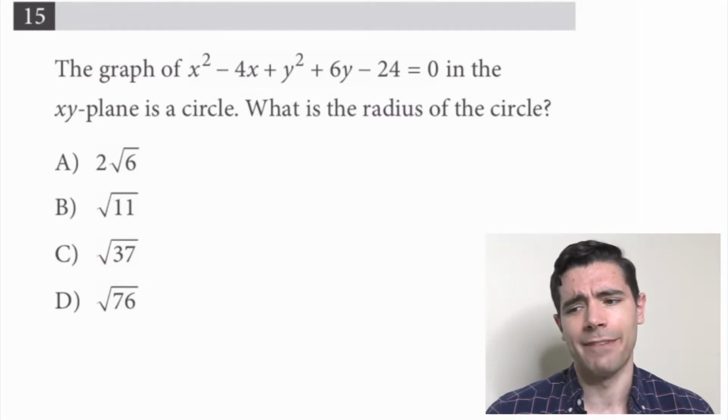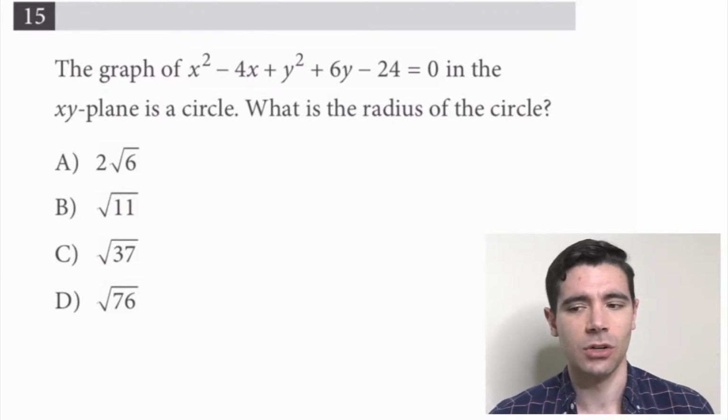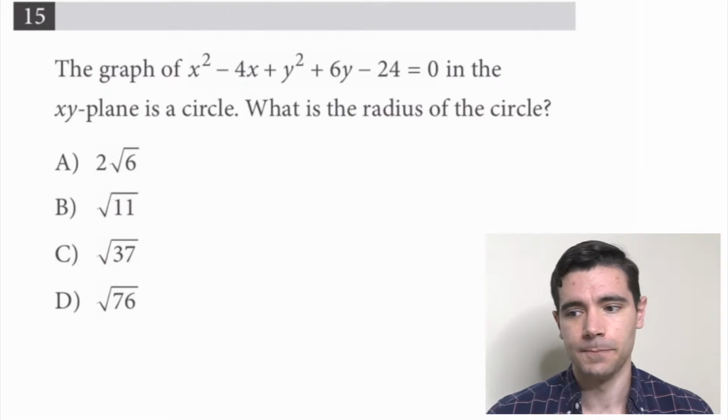It reads, the graph of x squared minus 4x plus y squared plus 6y minus 24 equals 0 in the xy plane is a circle. What is the radius of this circle?